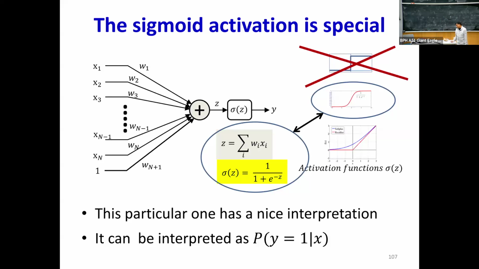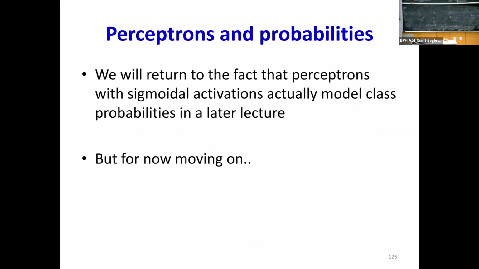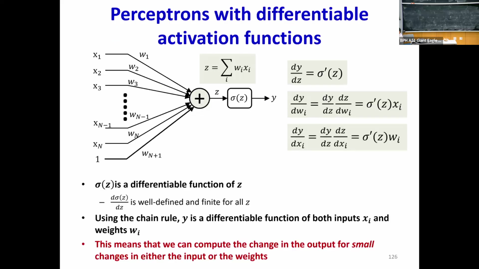Now this has a very nice interpretation. How the interpretation is arrived at is on the slide, so please take a look. It can be interpreted as the a posteriori probability that the class takes the value 1 given the input. We will revisit this topic in a lecture several weeks from now, but if you want a quick sneak peek, take a look at the slides. We'll return to the fact that perceptrons with sigmoid activations actually model class probabilities in a later lecture, but for now moving on, here's what we have.